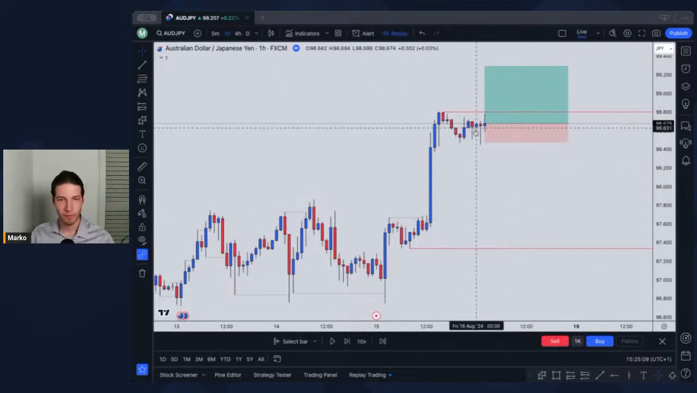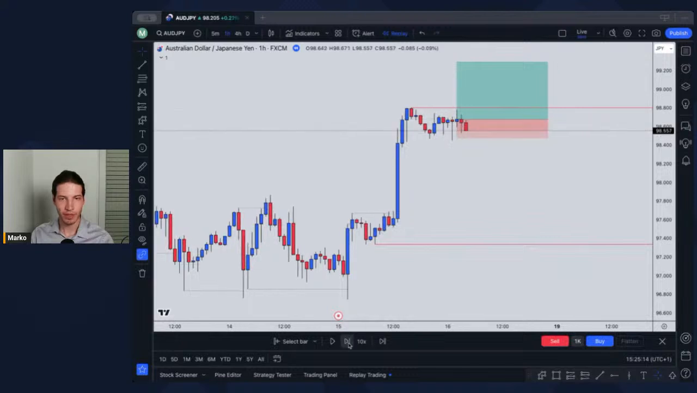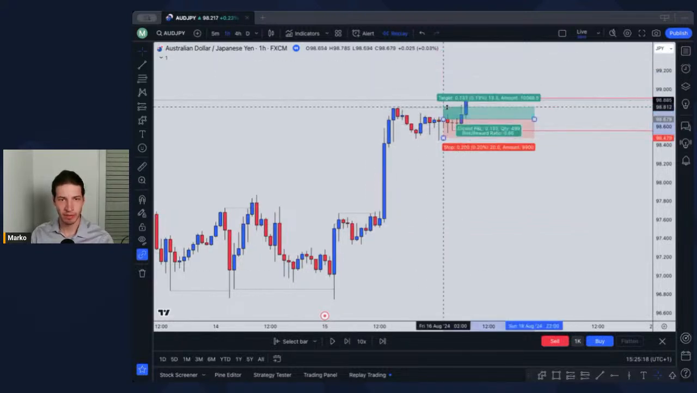So what happened with this trade? Well, price did go up. Yeah, it did go into a bit of a profit, maybe 1%.